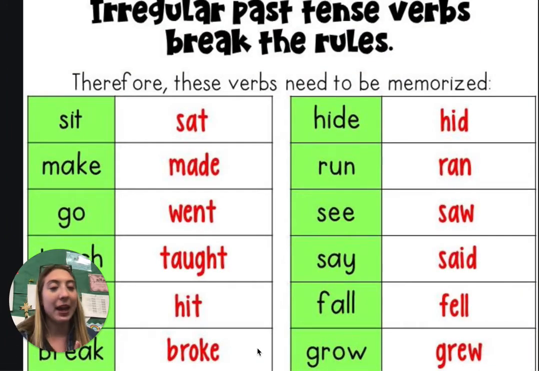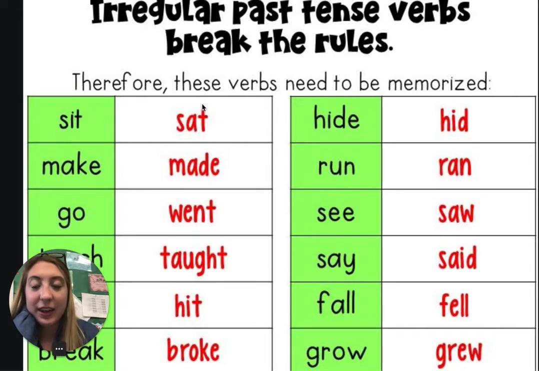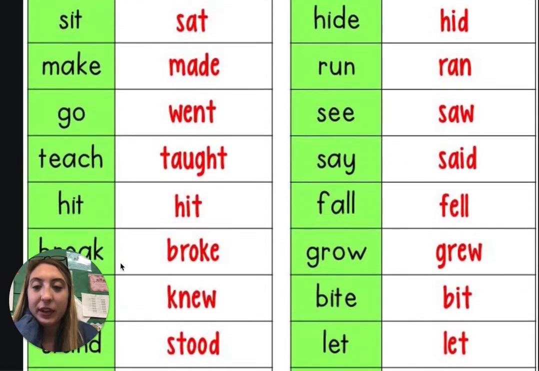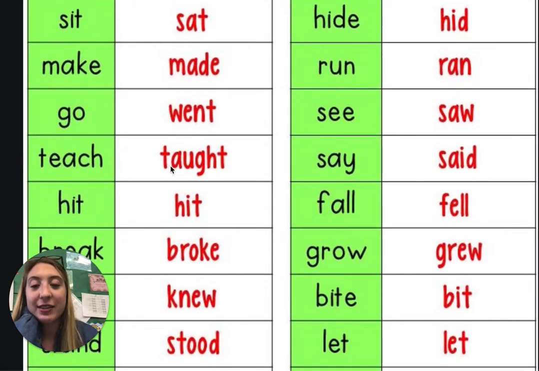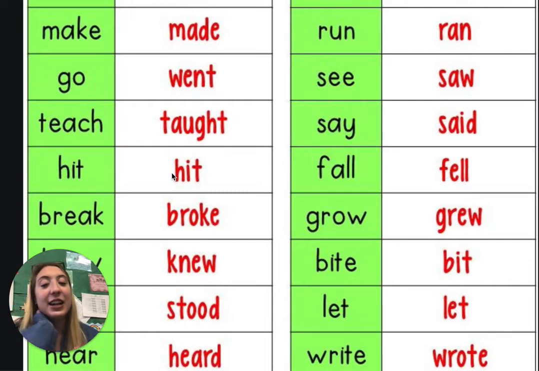So I would make in my notebook a column for present and a column for past and write down as we go. So the green is going to be present and the red is going to be past. So sit is present, sat is past, hide present, hid past. So it goes from make to made. Go, went, teach, taught, hit, hit. And notice they're all changing, not the same way though.